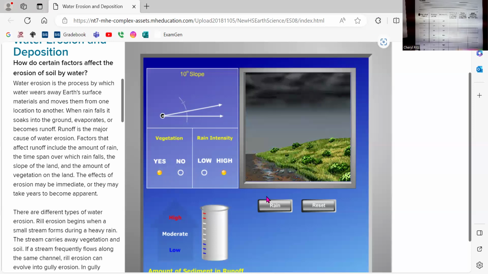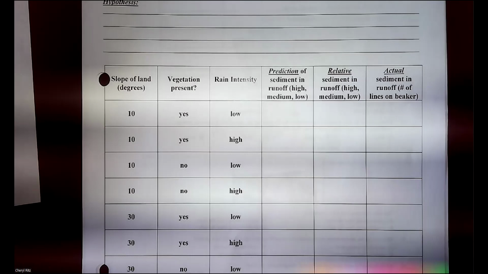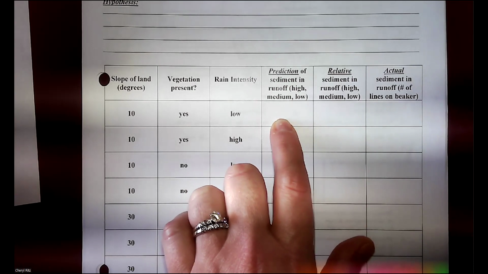Before you actually hit the rain button to simulate what's going to happen, I do want you to make a prediction. It is a guess, a guess based on the future, of how much sediment is going to end up in that river. You're just going to tell me, do you think it's going to be a high, medium, or low amount of sediment? You can make your guess right here in this column.